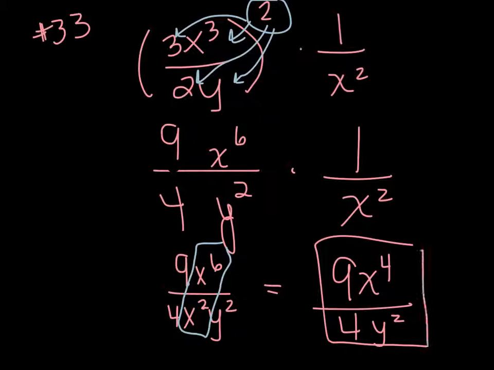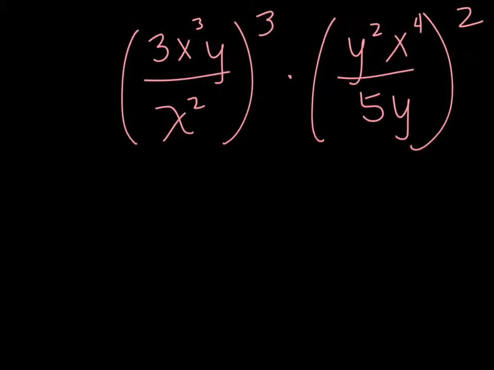I know I'm done when I only have one of each variable, and I also know I'm done when the number part of the fraction I have is in simplest form. 9/4, if you were given that in 6th grade, you would know that that's simplified. So I'm done at this point.